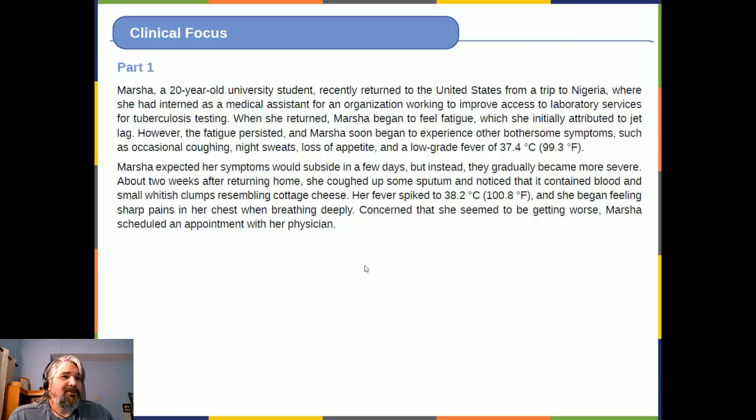So she expected her symptoms would subside in a few days, but instead they gradually became more severe. About 2 weeks after returning home, she coughed up some sputum and noticed that it contained blood and small whitish clumps resembling cottage cheese. Her fever spiked to over 100. She began feeling sharp pains in her chest when breathing deeply. Concerned that she seemed to be getting worse, Marcia scheduled an appointment with her physician.